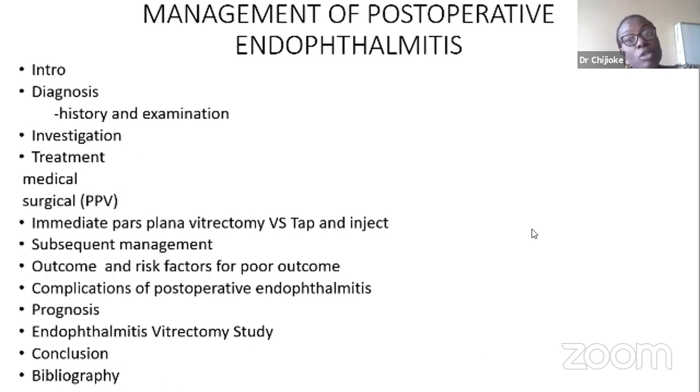Then, management of post-operative endophthalmitis. As the second part of the question, I said to draft another outline for it: introduction, diagnosis, investigation, treatment, subsequent management, outcome and risk factors for poor outcome, complications of post-operative endophthalmitis, prognosis, then a short note on the Endophthalmitis Vitrectomy Study.